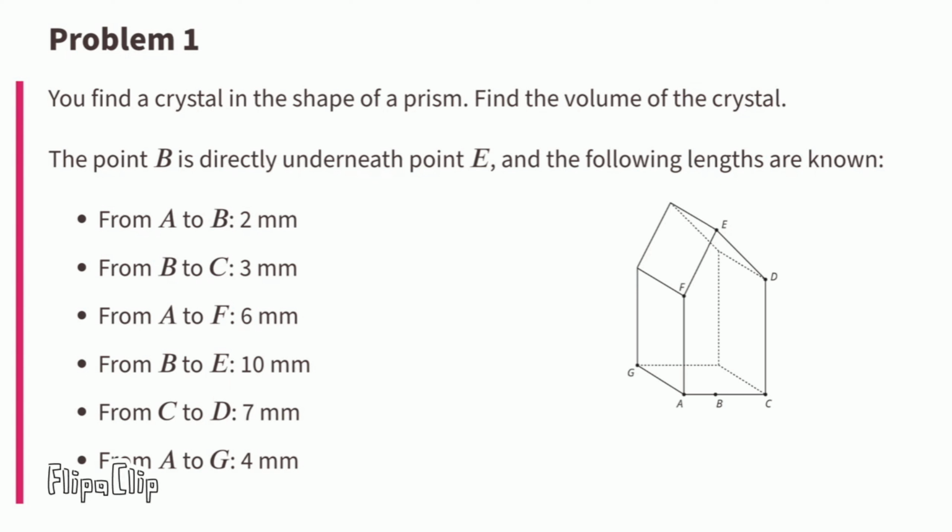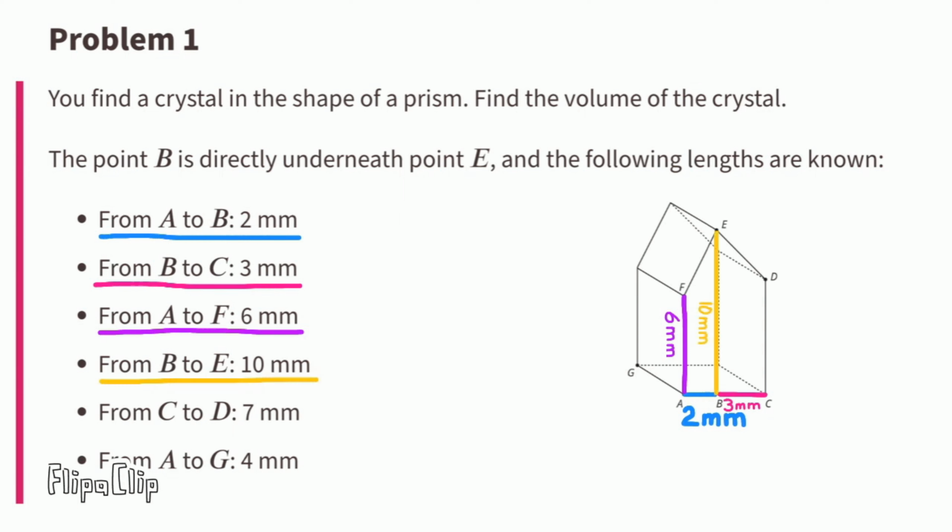The point B is directly underneath point E, and the following lengths are known. From A to B is 2 millimeters. From B to C is 3 millimeters. From A to F is 6 millimeters. From B to E is 10 millimeters. From C to D is 7 millimeters. And from A to G is 4 millimeters.